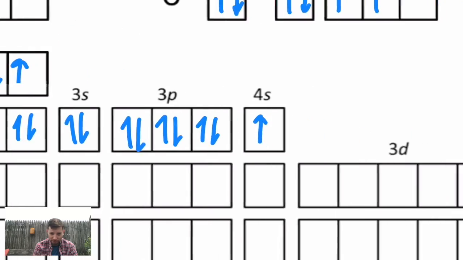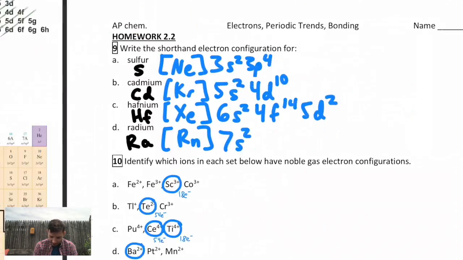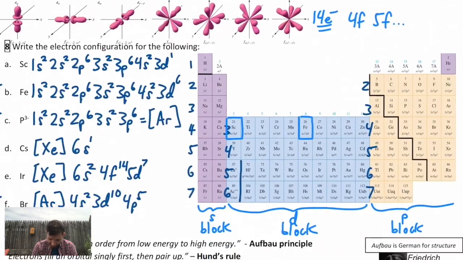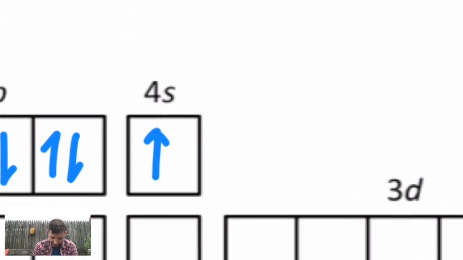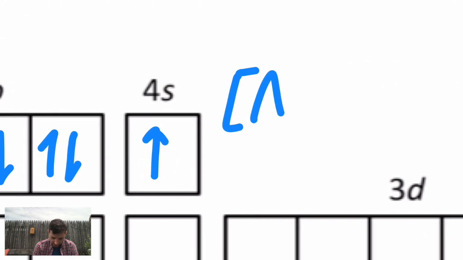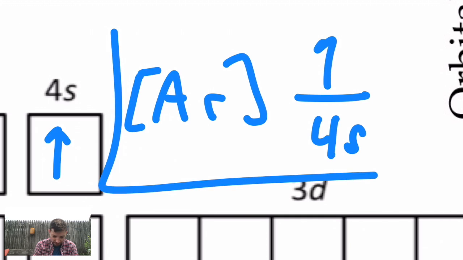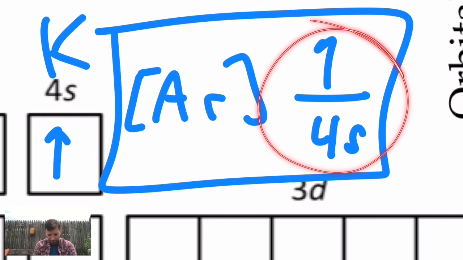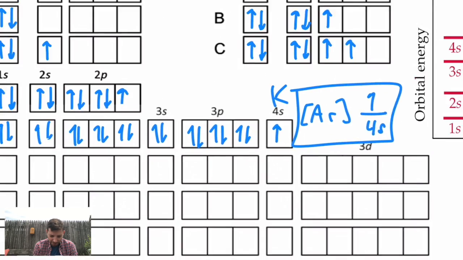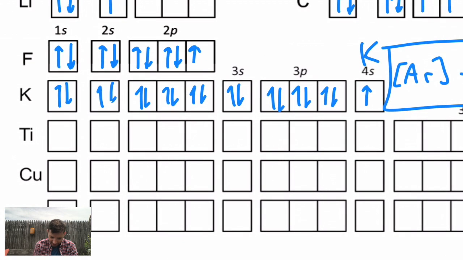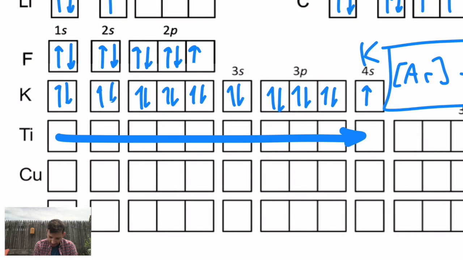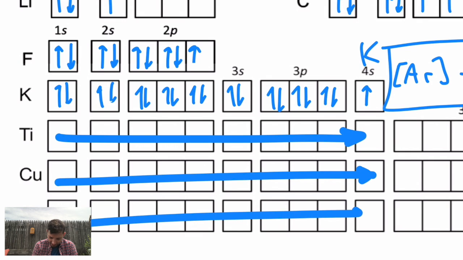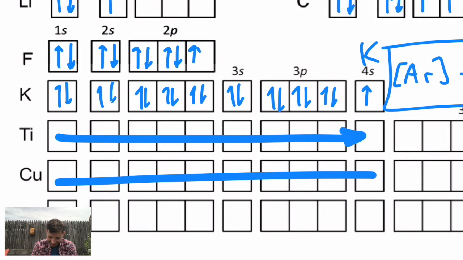So you can also use the noble gas shortcut for this. The noble gas that we passed most recently prior to potassium was argon, so you could also write potassium as bracket argon, and then just a horizontal line with the letters 4s below it with 1 electron in it. That is also acceptable for potassium in terms of the orbital diagram, because it's really only this valence part, the outermost part, that's most important. So I'm not even going to bother with titanium. Actually, let me get back to copper and chromium in a second.